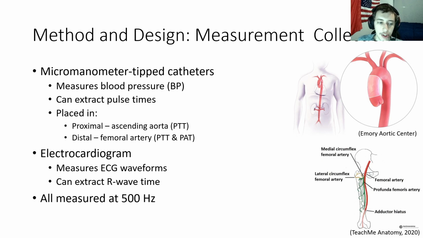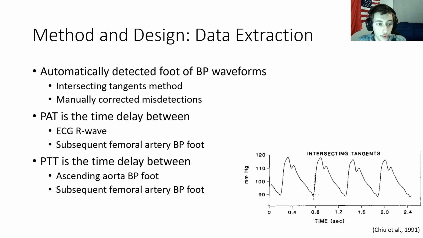They also used an ECG to measure the ECG waveforms, where they were able to get the R waves and what time they were occurring, and they did all these measurements at 500 hertz, which is quite good. From these measurements, they were able to extract what they really wanted, which was, one, where the feet of these pulse waves are. And as you can see here, this is how they approximated it using two intersecting tangent lines, which was suggested by a previous paper, and they used that to get the times at which the feet of these pulses were occurring.